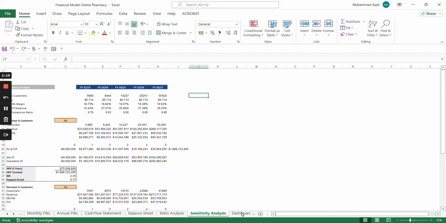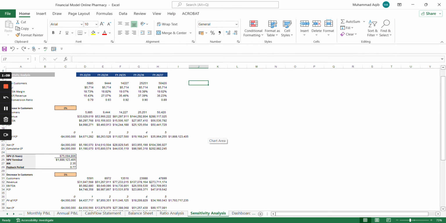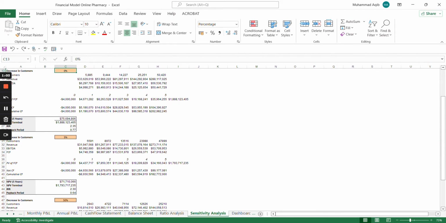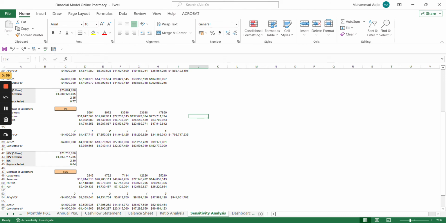Moving on to the sensitivity analysis, the sensitivity analysis presents different cases. There are 3 different cases in which the customers are decreased. The first case is where 0% of customers are decreased, and then there is a moderate approach that has 5% of the customers decreased, as well as a pessimistic approach.